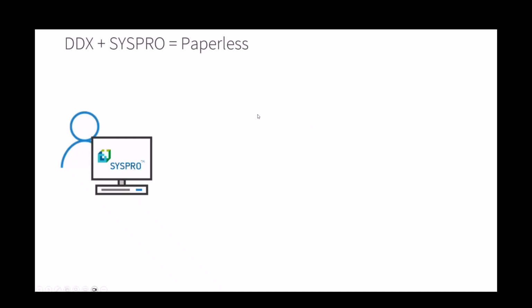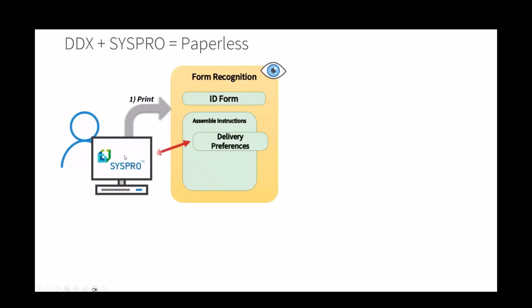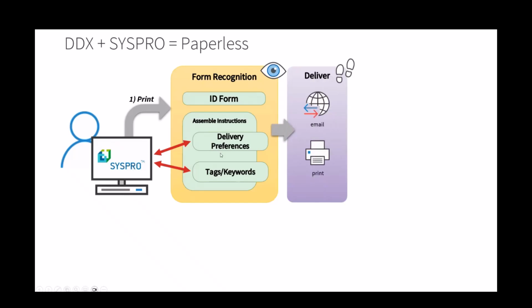Now I want to walk through the actual process that takes place in the background when you start out with your SysPro system and you print, for instance, invoices. When you print an invoice, number one, it'll recognize the form. It knows what an invoice is, and then it will look up the delivery preferences that you have preset in the Dash system during implementation. It will then also look to find the key tags or the keywords that exist on the invoice. From there, it will actually deliver and print, or both if necessary, the invoice.